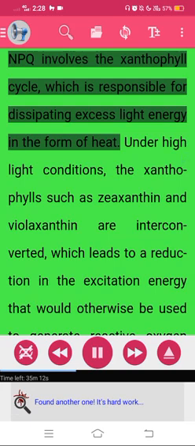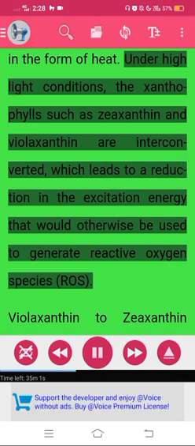NPQ involves the xanthophyll cycle, which is responsible for dissipating excess light energy in the form of heat. Under high light conditions, xanthophylls such as zeaxanthin and violaxanthin are interconverted, which leads to a reduction in the excitation energy that would otherwise be used to generate reactive oxygen species (ROS).